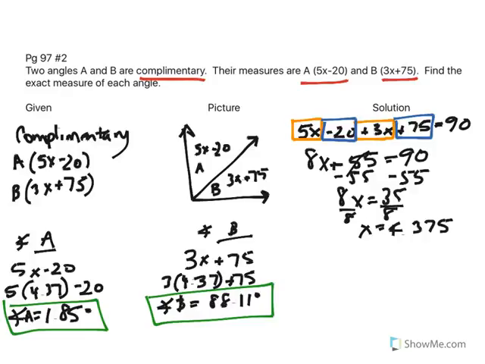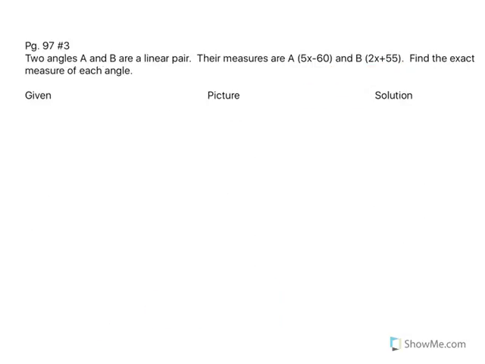Next example. Okay. We have page 97, number 3. Two angles A and B are a linear pair. Okay. Their measures are A, 5x minus 60, and B, 2x plus 55. Find the exact measure of each angle. Okay, so my given information, they are a linear pair.